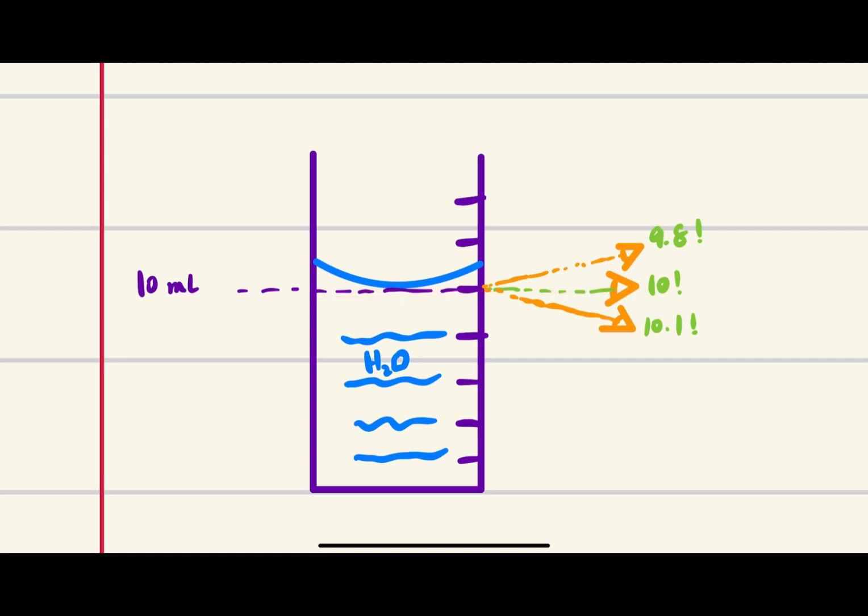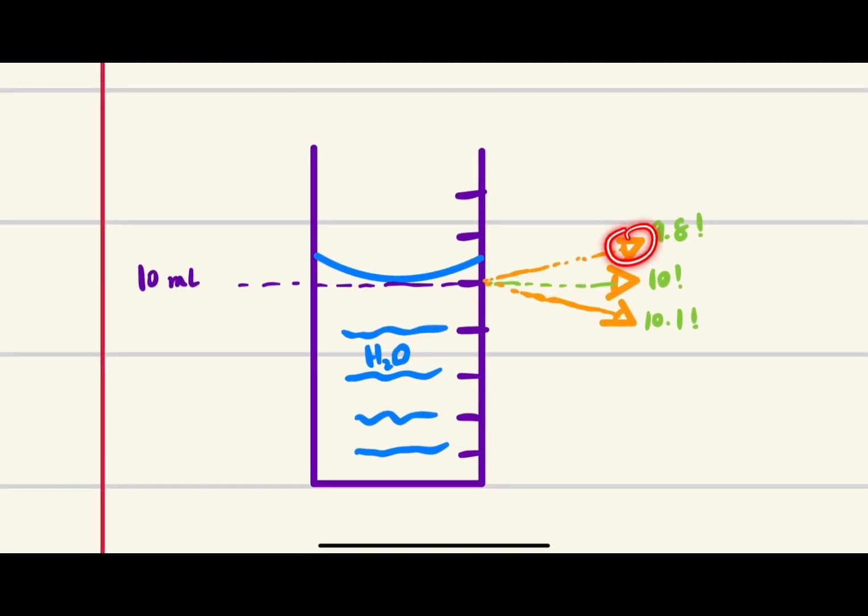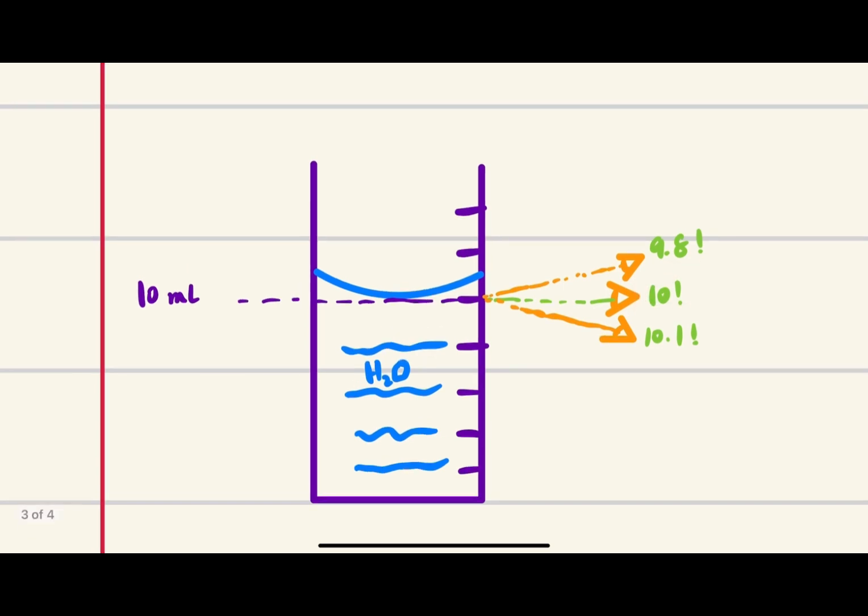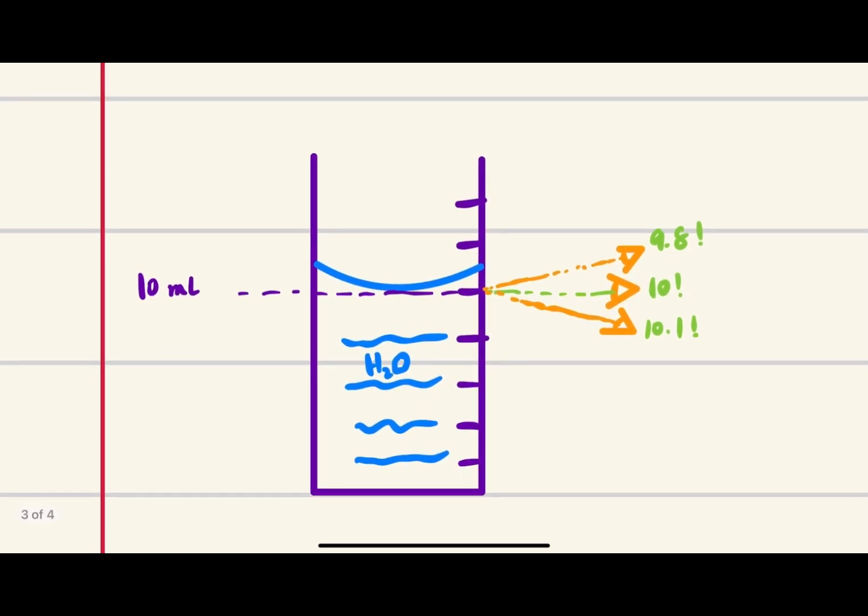So when you're higher, you might say, oh, it's 9.8. When you're lower, you might say, oh, it's 10.1. However, the correct value is 10. So in this case, you are making the random error here. You are making errors because of your own measurement mistake, which will produce the random errors.